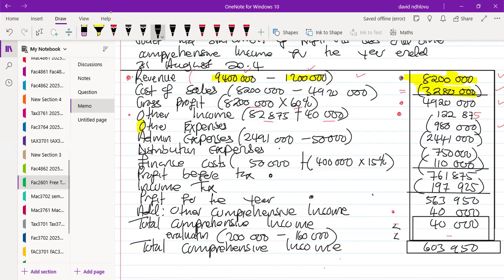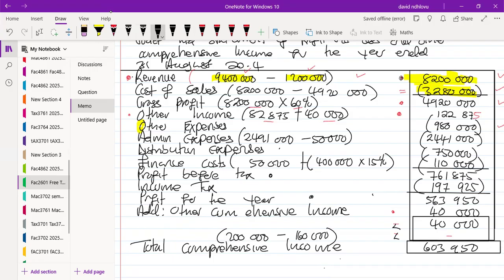So the total comprehensive income is not in between there, it's right at the bottom. You see what happens? I made a mistake, and that confused things. Now I was wondering how you got to 603, when it should be 240, like this, right?